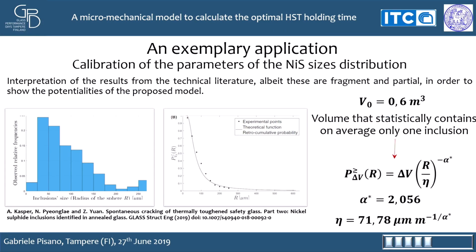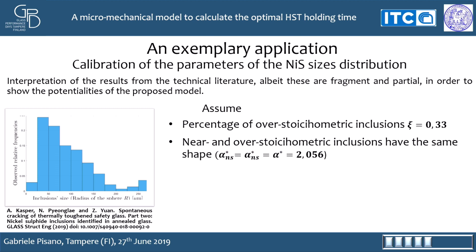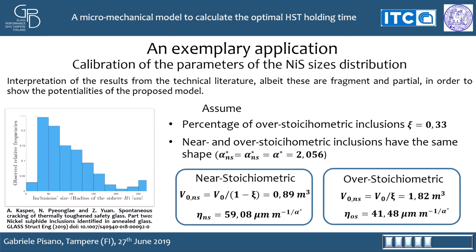Then we have calibrated the parameter of the Pareto distribution for inclusion sizes by using the measurements recorded and published in a recent paper by Casper and collaborators, even though these measurements refer to green glass and not to transparent glass. Then we have assumed that the percentage of over-stoichiometric inclusion is 33%, and that near and over-stoichiometric inclusion have the same shape parameters. And we have recalibrated the parameters for the distribution on over and near stoichiometric inclusion accordingly.